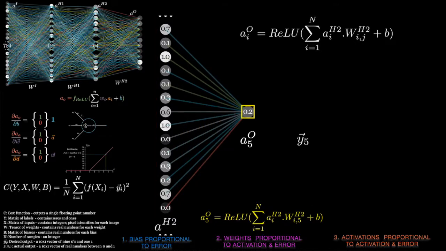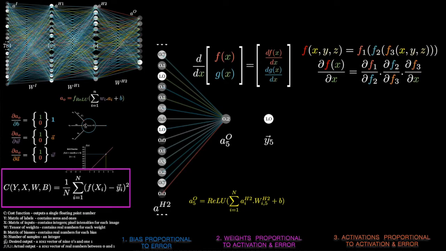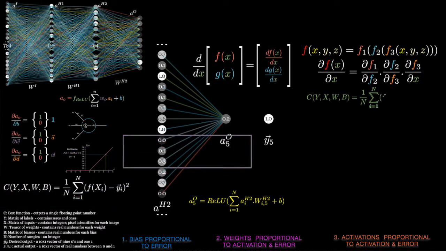One last time, let's recall the vector rule and the chain rule. Let's take our cost function from our marginal notes on the bottom left. The full cost function is shown here.